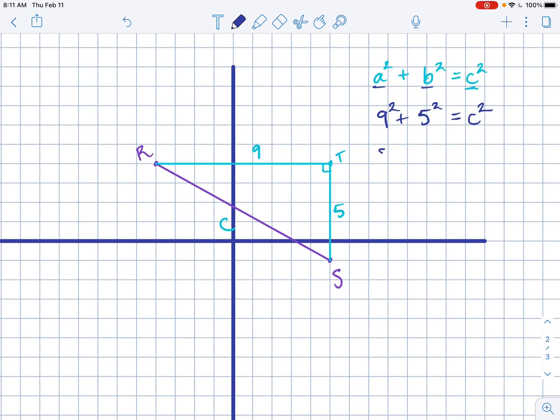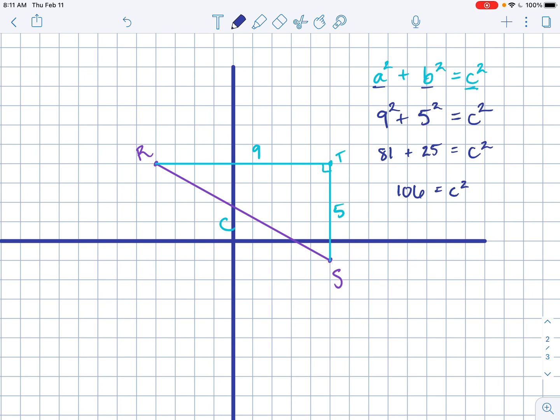9 squared is 81. 5 squared is 25. That's still equal to c squared. So when I find that sum, 81 plus 25, I get 106. So 106 equals c squared.